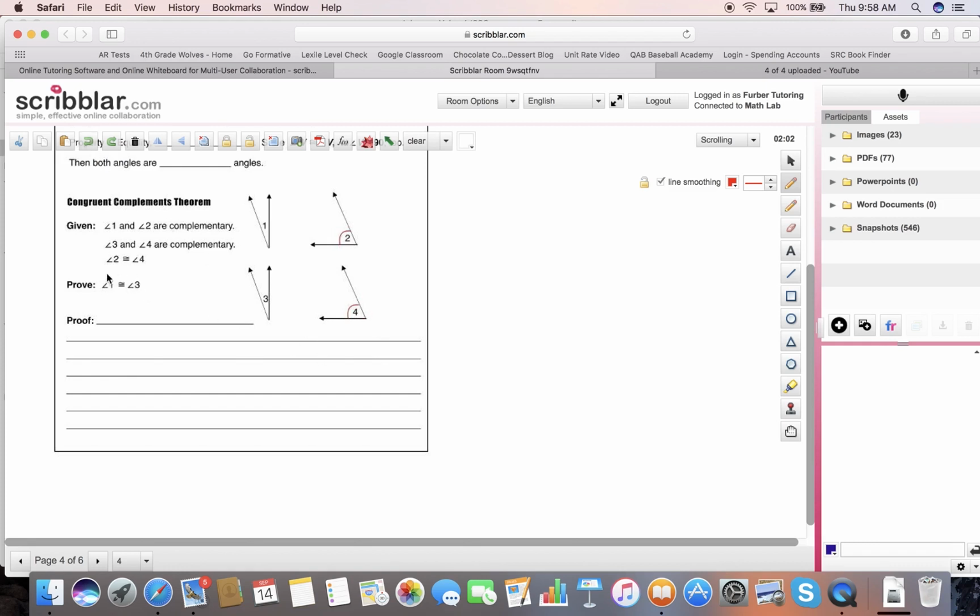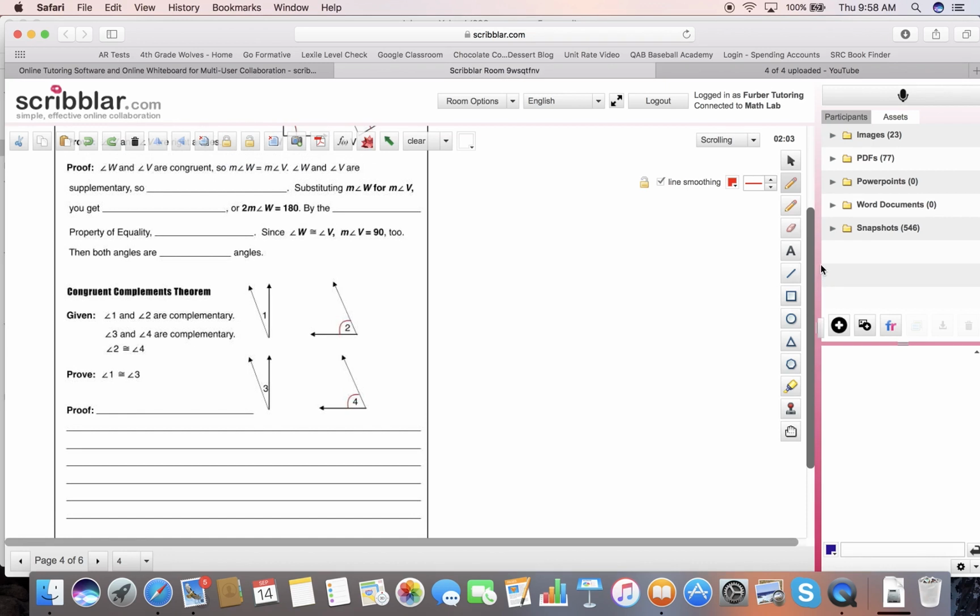And then I'm told that angle 2 and angle 4 are equal to each other, okay? These two measurements are equal. Why does that make these two angle measures equal? That's what we're trying to prove, okay? So we're going to do this in a paragraph proof, but I'm also going to write it on the right side vertically so you can kind of see how one step leads to another.